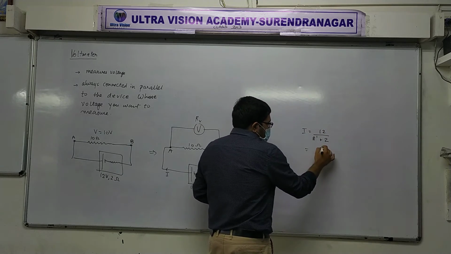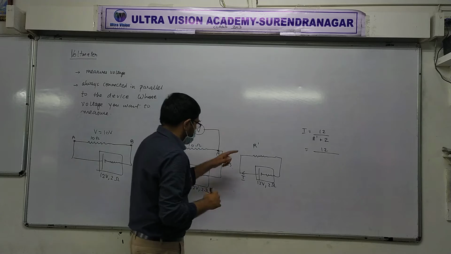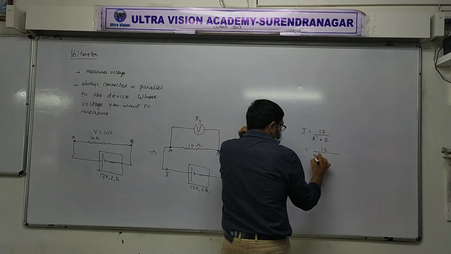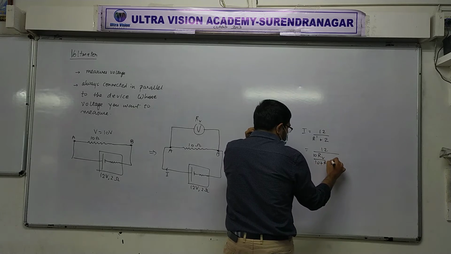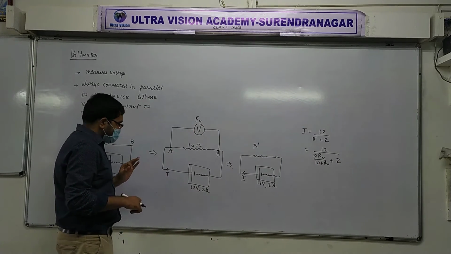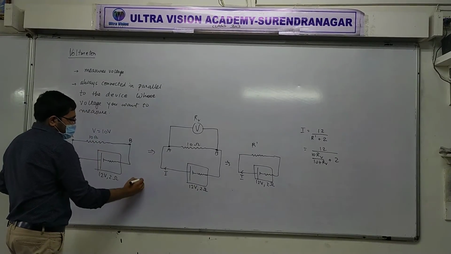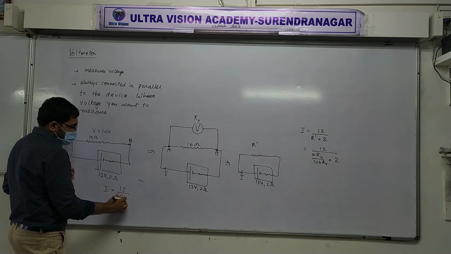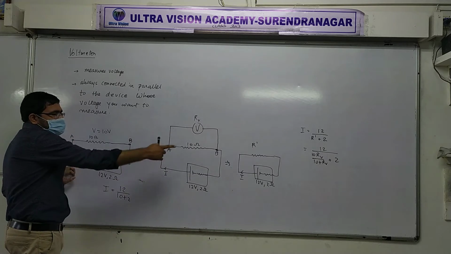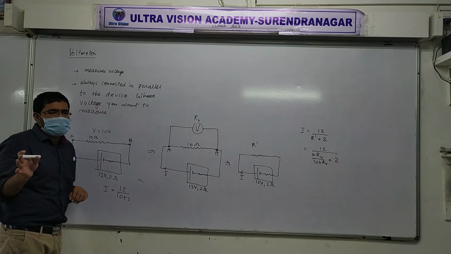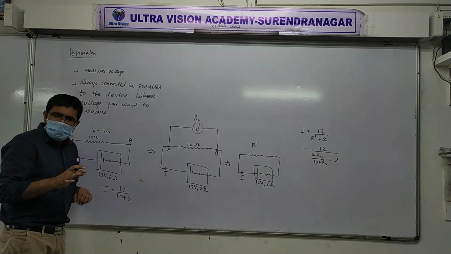Now, what is R dash? Since they are in parallel, it is 10 RV upon 10 plus RV, plus 2. So, is this the same as it was earlier? In our earlier case, I is equal to 12 upon 10 plus 2. Is that the same as this? Did the current change here? Clear or not clear? The current has changed. Understood?